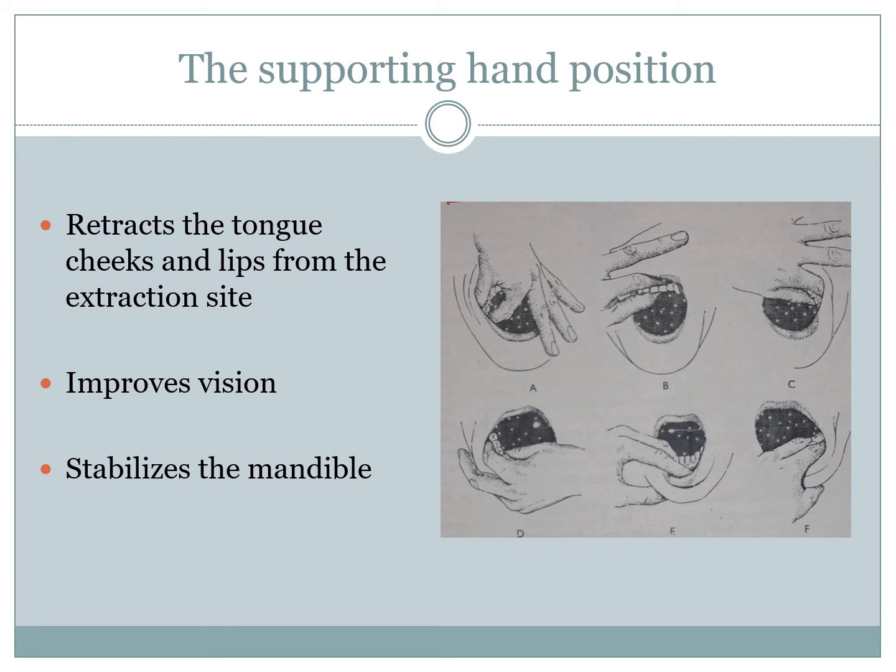Next one, supporting the hand position. Mostly the right hand we are using the forceps, and the left hand will support and reflect the adjacent structures. That means the left hand will support the bone while going for the extraction of the tooth, and reflect the soft tissue. So retract the tongue, cheeks, and lips from the extraction site, which improves the vision and stabilizes the mandible. Because when you're going for the extraction of the mandible, we are giving that much force to the mandible, so that can lead to the dislocation of the TMJ.